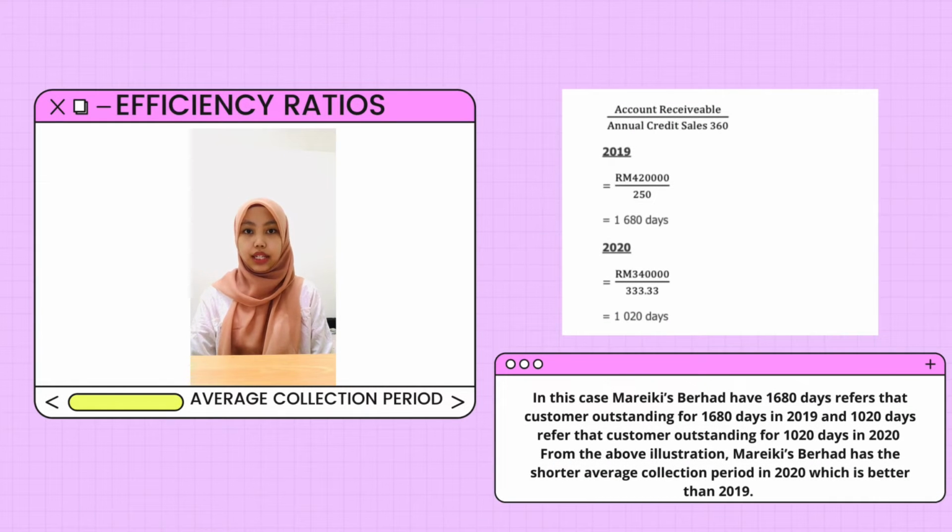Then we have average collection period. In this case, Mareiki Berhad has 1,680 days, which means customers were outstanding for 1,680 days in 2019, and 1,020 days means customers were outstanding for 1,020 days in 2020. From the above illustration, Mareiki Berhad has a shorter average collection period in 2020, which is better than 2019.